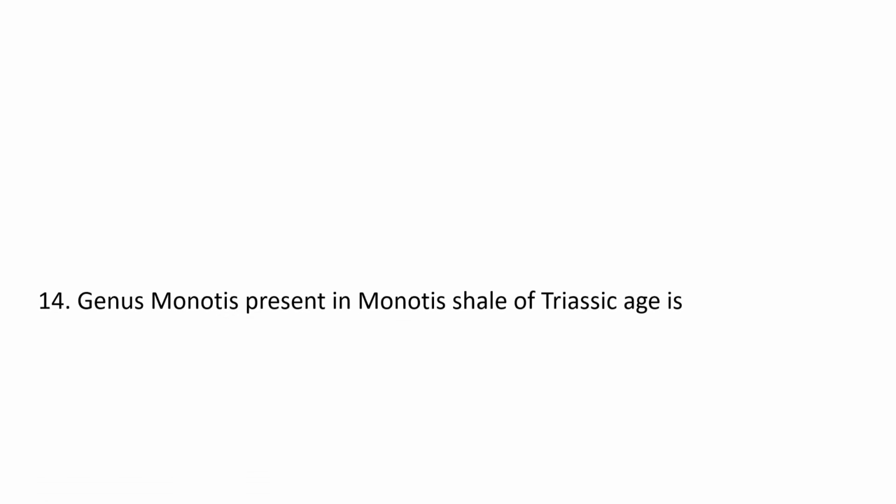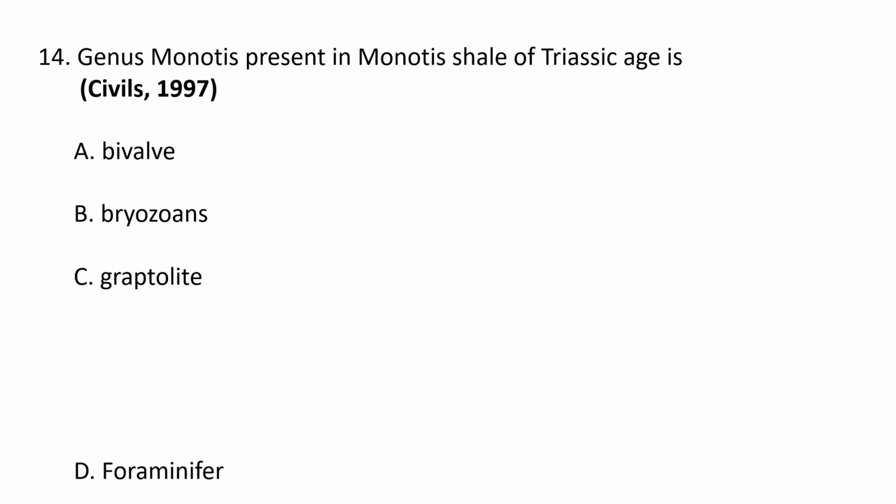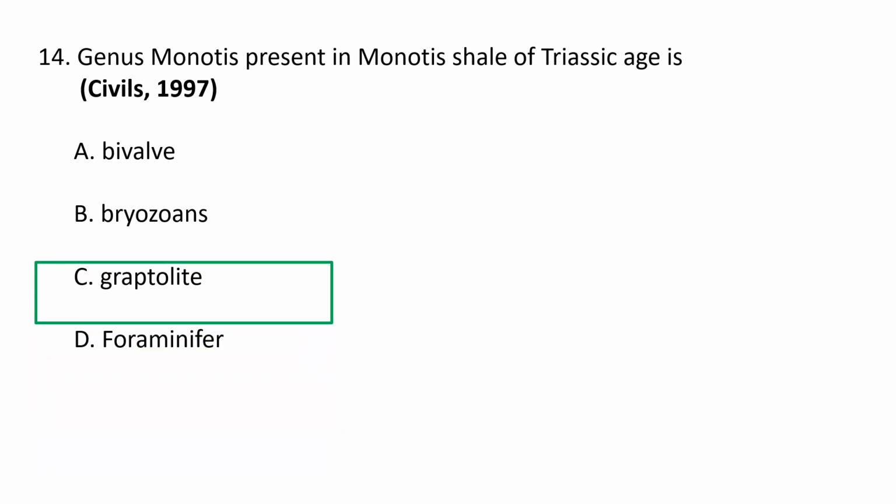Next question. Genus Monotis is present in Monotis shales of Triassic age. Is it a A. Bivalve, B. Bryozoan, C. Graptolite, or D. Foraminifer? This was the question asked in Civil Services Prelims 1997. So correct answer is A. Bivalve.